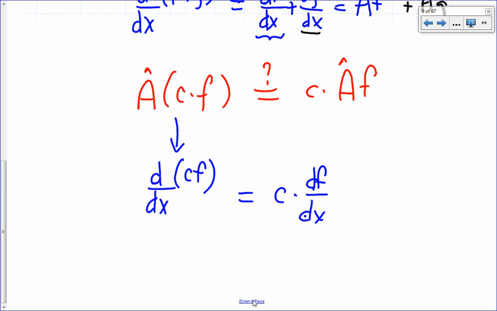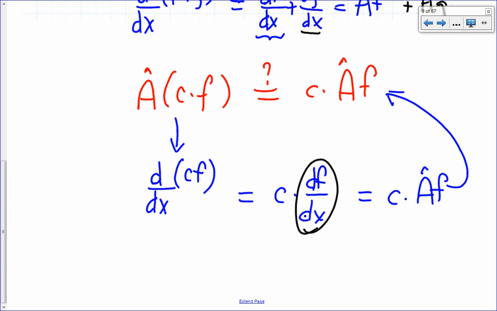But what is df/dx? That's just c times A hat f, which is that. So the answer is yes. Conditions 1 and 2 are satisfied. So the derivative operator, A hat here, which takes the derivative of a function, is a linear operator. It satisfies both conditions.